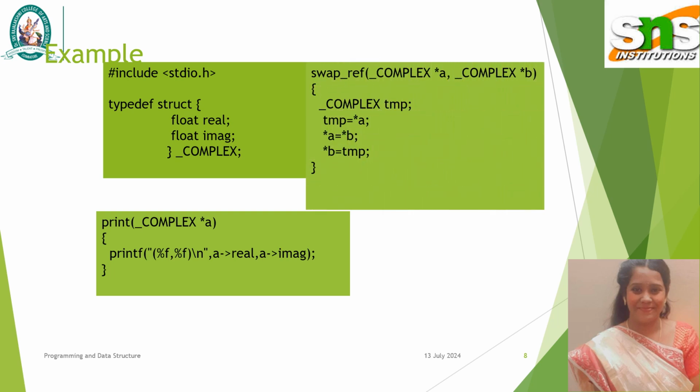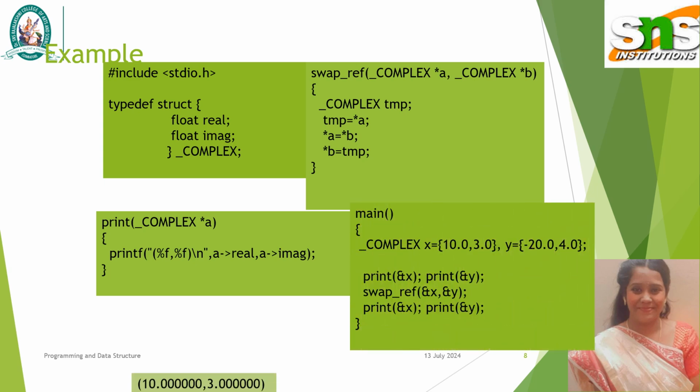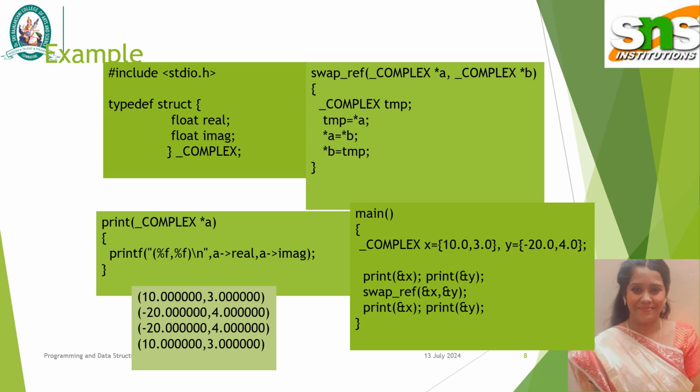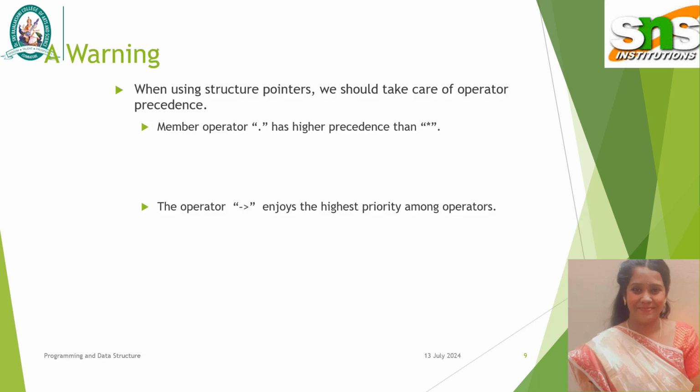So this is swapping of both, where we introduce a temporary variable called TMP. A is passed to TMP, B is passed to A, and TMP is passed to B. That is A equal to B, B equal to C, so A equal to C. The same thing is followed here. So this is the output, where we have 10, 3, minus 20, 4, minus 20, 4, 10, 3.